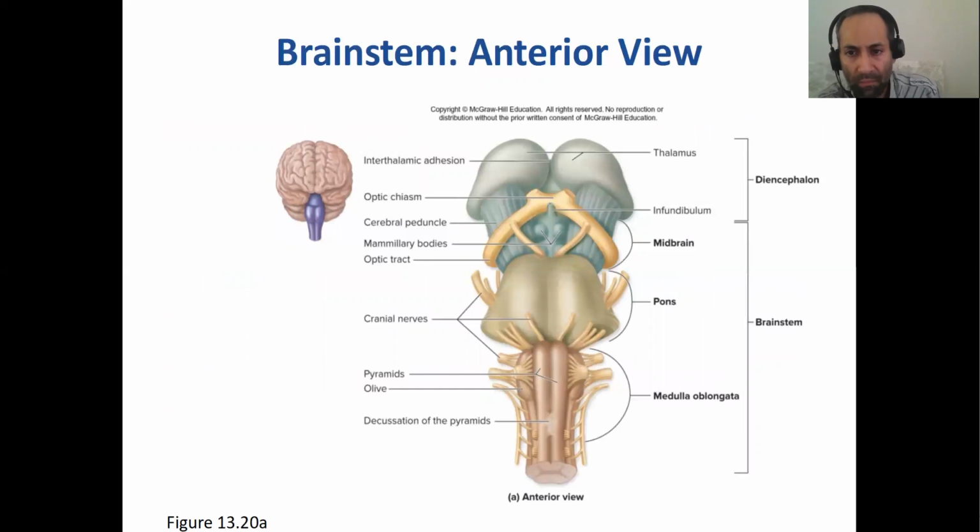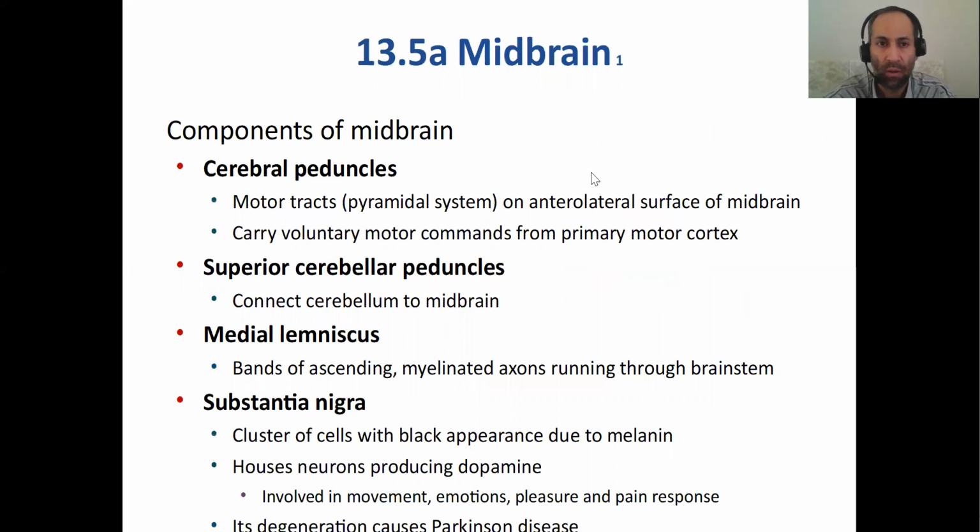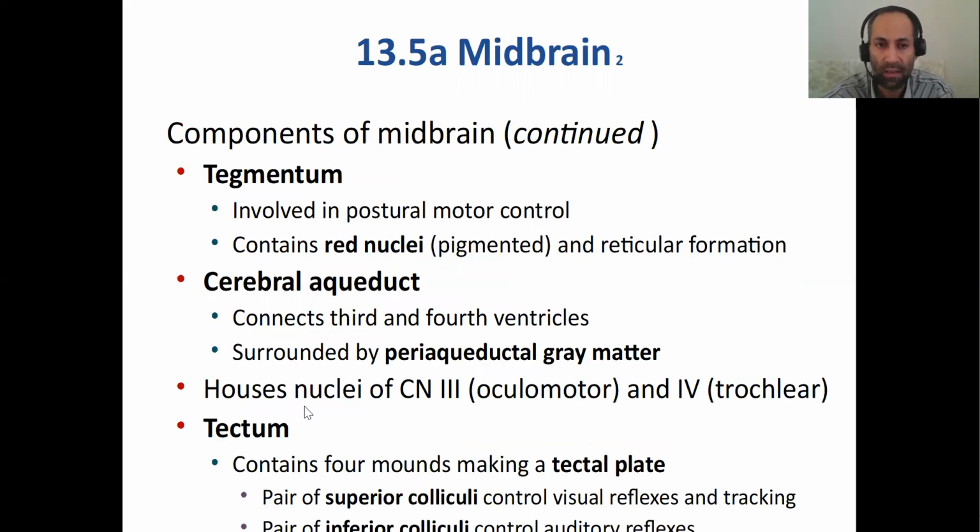All right, down to the brainstem. Here's the medulla oblongata, the pons, and the midbrain. So let's take a look at what is found here. Within the midbrain, you have what are called the cerebral peduncles. They carry voluntary motor commands from your primary motor cortex, so concerned with your muscle movement, right? Superior cerebellar peduncles connect the cerebellum to the midbrain, the superior peduncles. And then the substantia nigra, this is where you have dopamine receptors. So if you have a lack of dopamine here, that's when you get Parkinson's disease, okay?